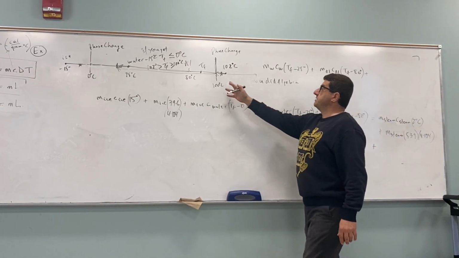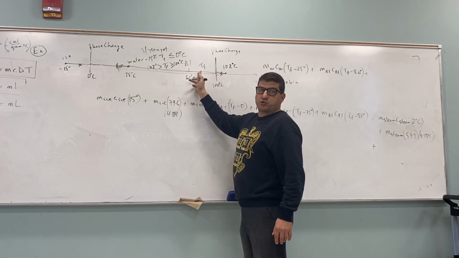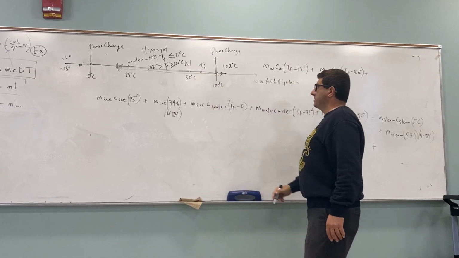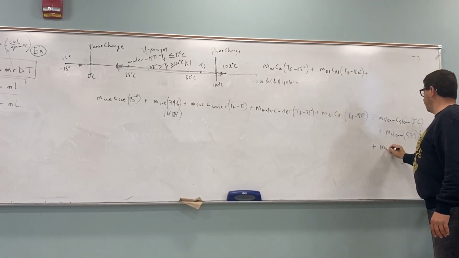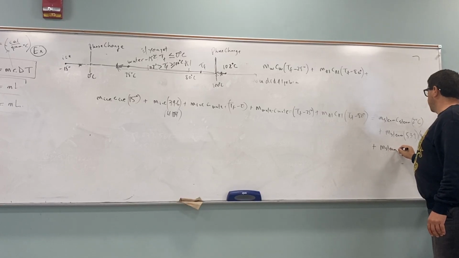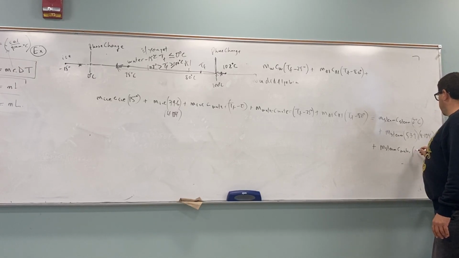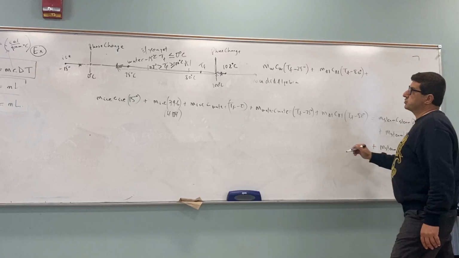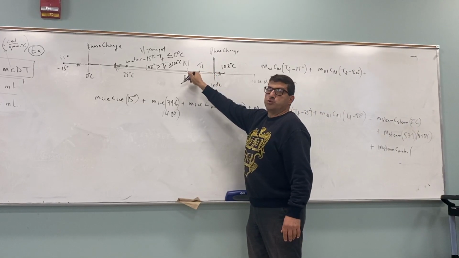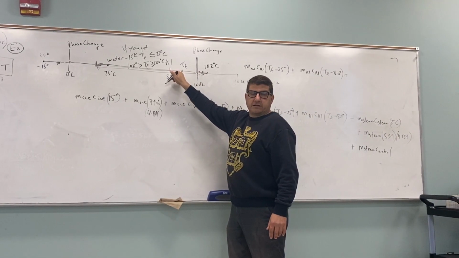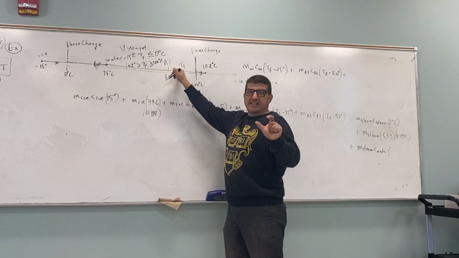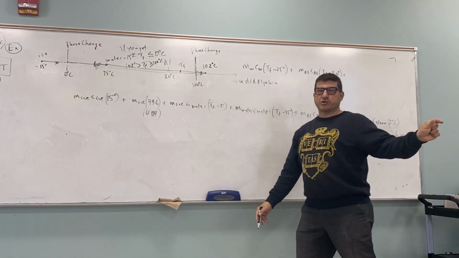And then we added what? Well, once the steam condenses, we have to then cool it down to TF, right? So then we did mass of steam, specific heat of water. So then we went from 100 to TF, right? And remember, we wrote it as 100 minus TF so that it's positive.